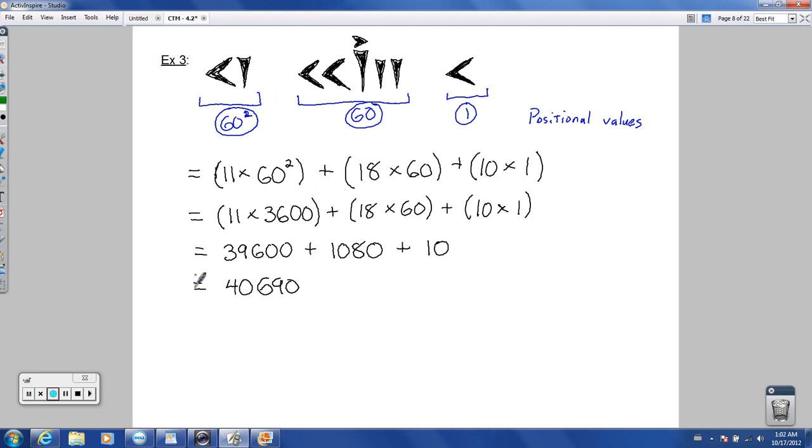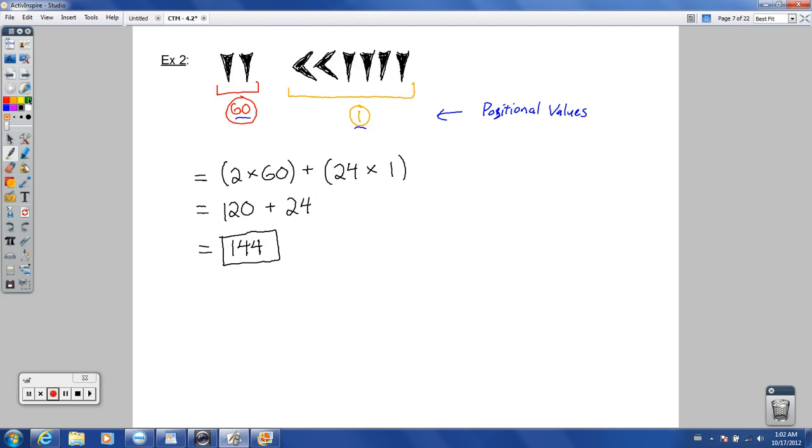So for the Babylonians, this was the way they wrote what we traditionally think of as 40,690. And so notice we multiplied. I'm going to write that down, if you like, it's important. So here, to go from Babylonian to Hindu-Arabic, we multiplied.